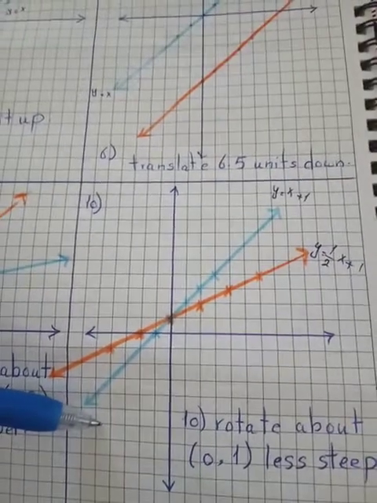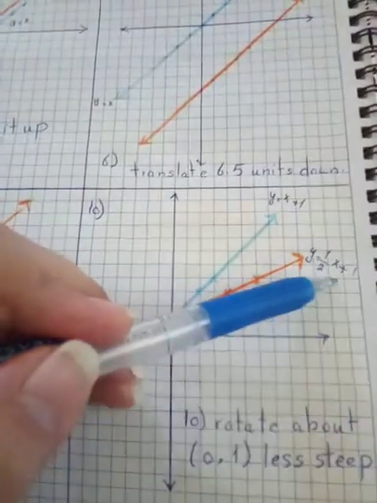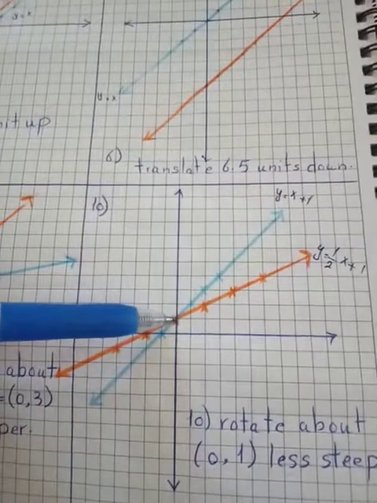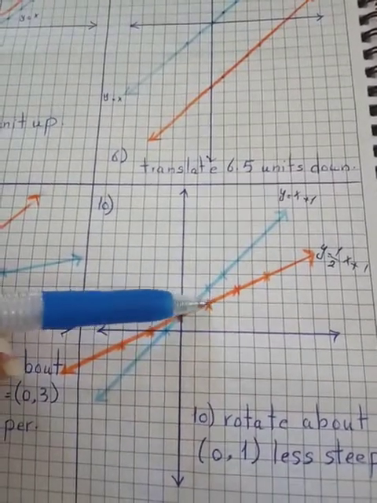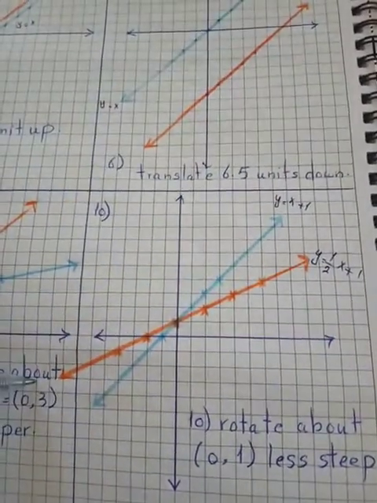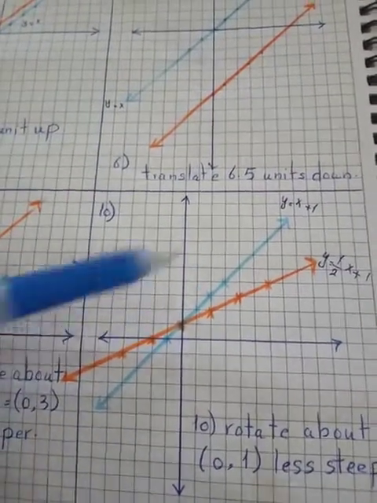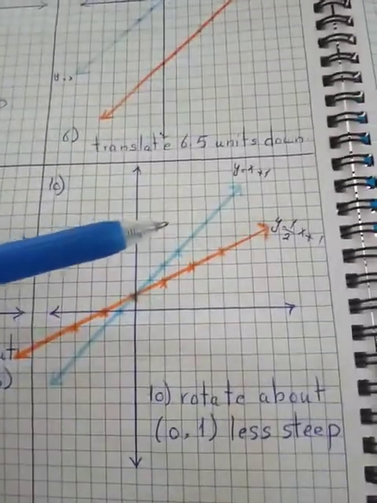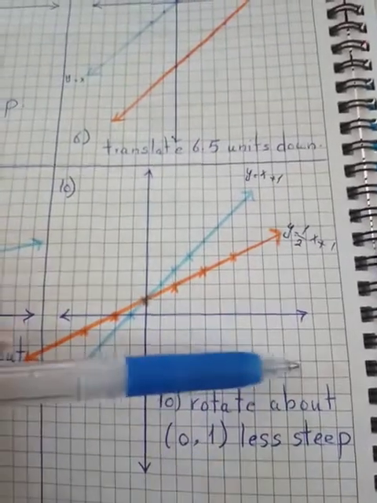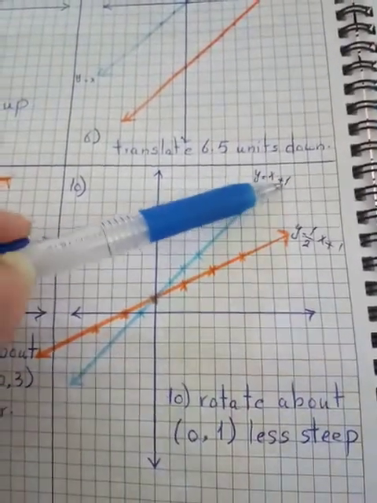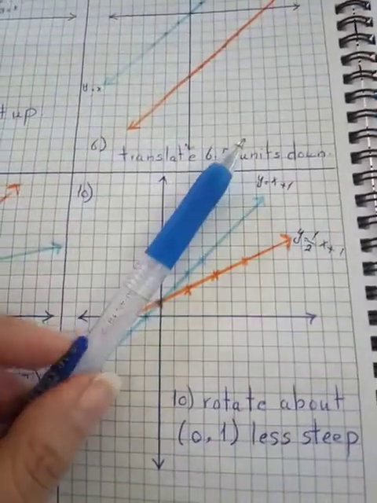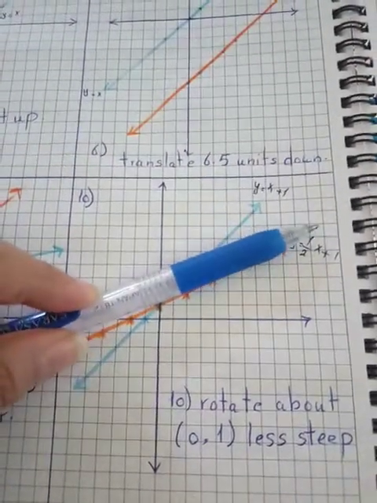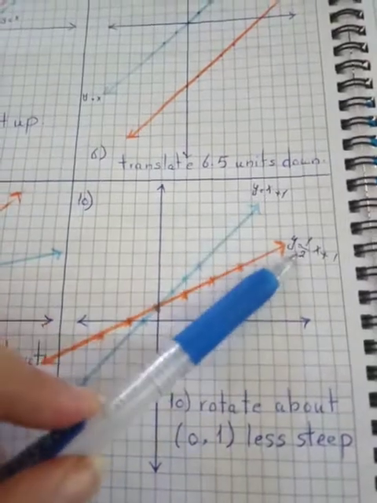What about the orange one? The y-intercept is 1. This is 1. And what is the slope? 1 unit up and 2 units to the right to get the second point. Connect between them to graph the orange line. What will happen? Such as we said before, it rotates about 0 and B, which is 0 and 1. And the line becomes less steep. Why? Because the slope becomes less.